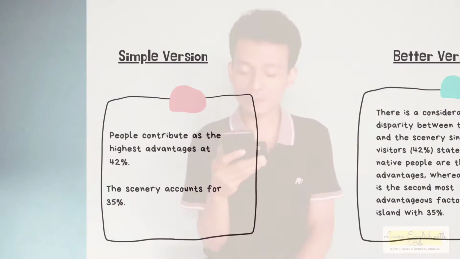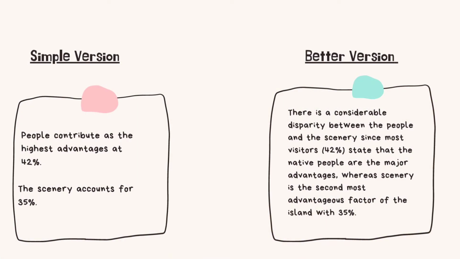Next one, we have disparity. Okay, here I will show you a different example. Okay, now it's about the advantages. As you can see on the data, people contribute as the highest advantage at 42%. The salary accounts for 35%. Okay, those are two simple sentences. And then good accommodation has an 11% proportion.